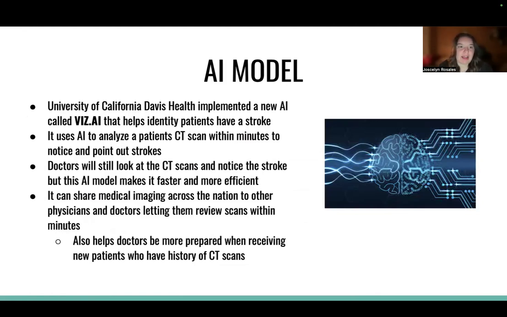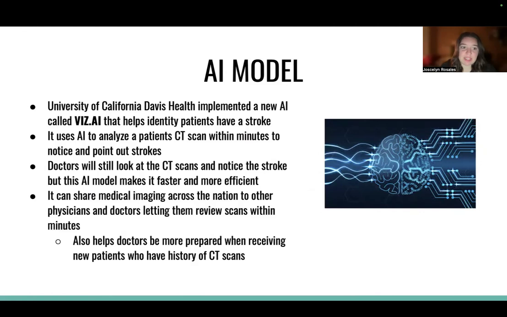An AI model that I found was from the University of California, Davis Health. They implemented a new AI model that helps identify patients who are having a stroke or have had a stroke. It uses AI to analyze their CT scans within minutes to notice and point out strokes right away and where exactly they are, faster than a doctor would be able to tell. And doctors still look at the CT scans to notice the stroke, but it just makes it faster and more efficient.